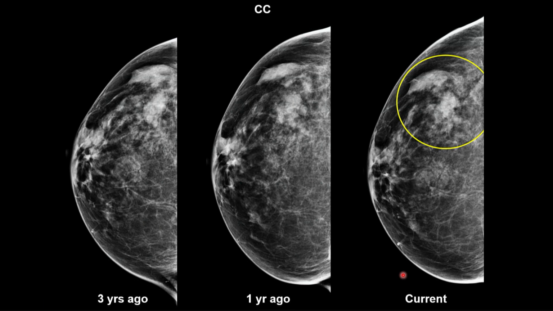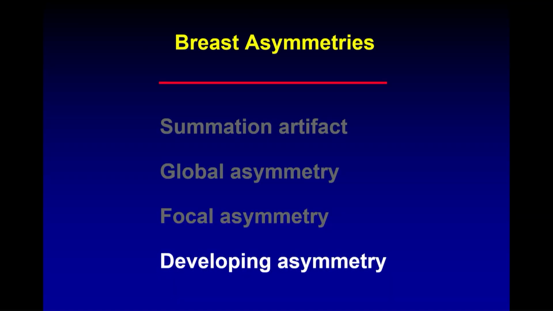Okay, here's a focal asymmetry. You can see it here. We have exams back to 3 years. It hasn't changed in 3 years. If you're seeing this at screening, although it's a focal asymmetry, you don't recall it because it's already 3 years stable. Just make sure there's no difference. But if you look at it, there's no difference. I didn't show you the MLO, but there would be no difference on the MLO as well.